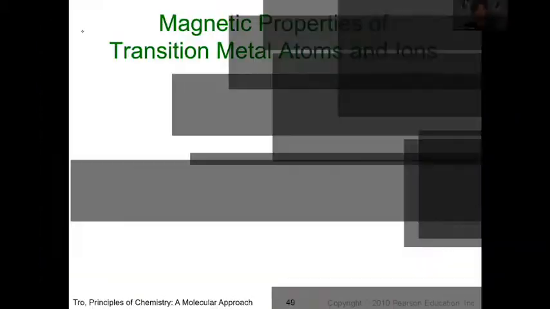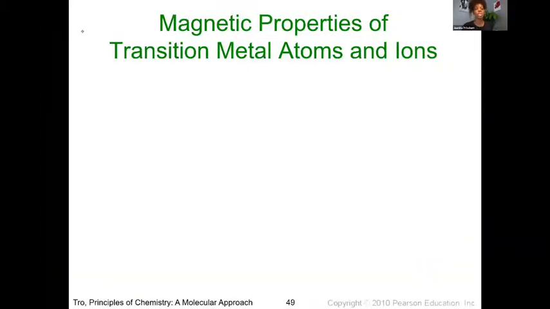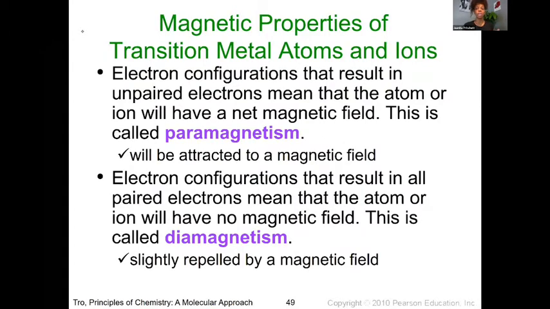On this video we'll be covering how we can determine if a metal is going to be magnetic or not based on the electron configuration. Let's get started. The magnetic properties associated with transition metals and different ions are based off of the spin that we see with the electrons found in the atoms.